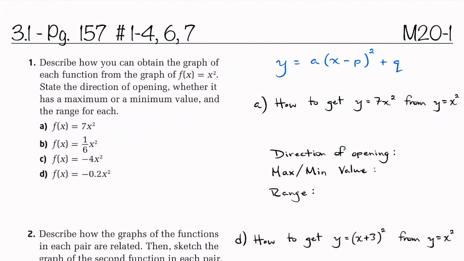Okay, so question number 1, it says describe how you can obtain the graph of each function. So we're going to start with this. State the direction of the opening, whether it has a max or a min, and the range for each. And I'm going to do just A here. So the first part was how to get from y equals x squared to y equals 7x squared.